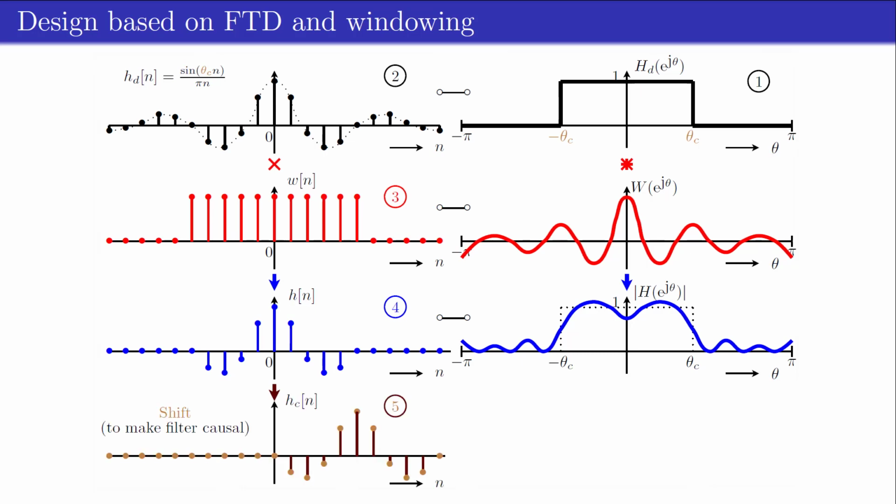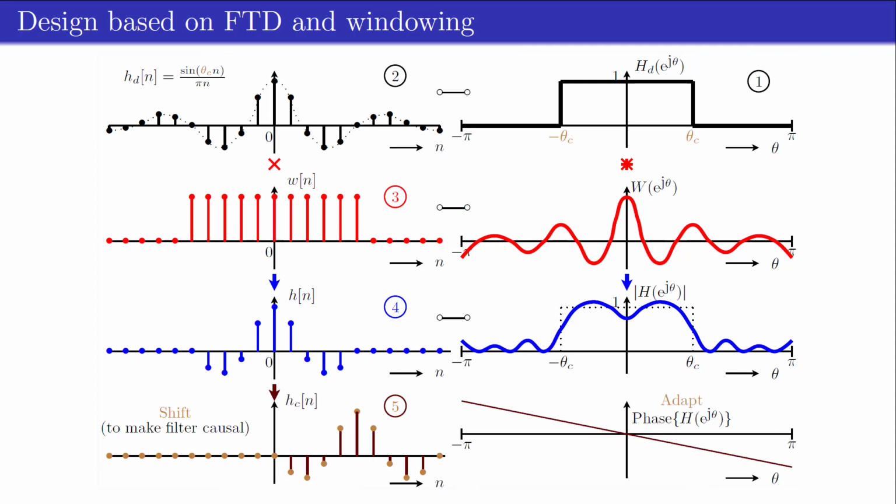As a final step, the finite length non-causal impulse response h[n] can be made causal by shifting it in such a way that all impulse response indices are greater or equal to 0, represented by the causal impulse response h_c[n]. This shift operation causes a linear phase change of all frequencies of the filter H(e^jθ).